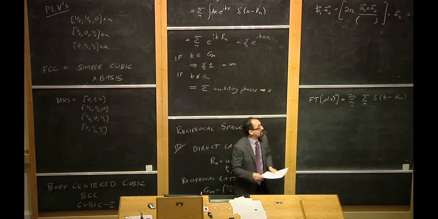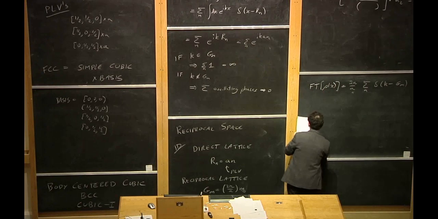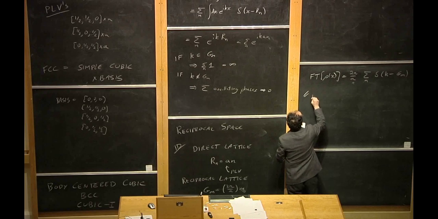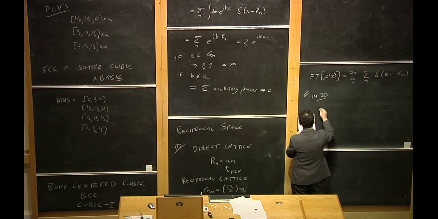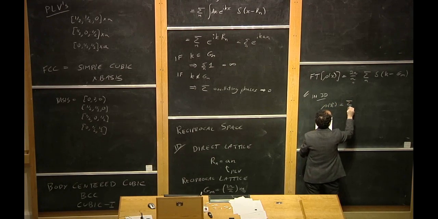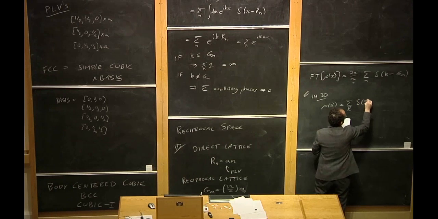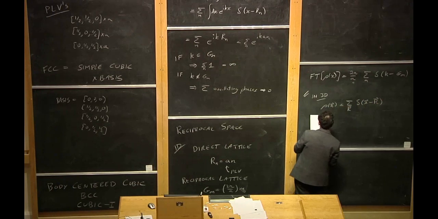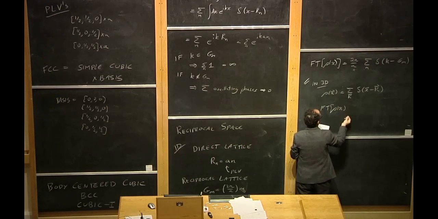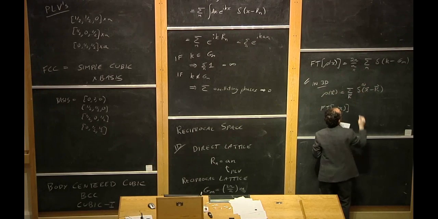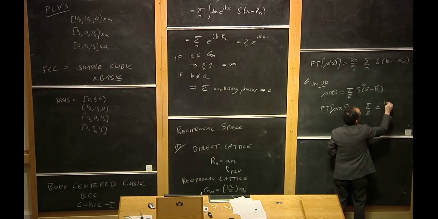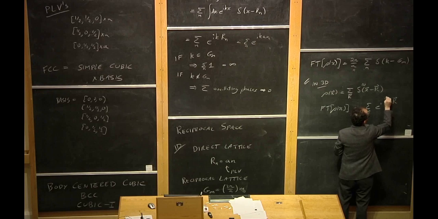Okay? Now, the same thing more or less holds in 3 dimensions. So let's see if we can do this in 3D. In 3D, we'll write rho of x vector equals the sum over lattice points r of a delta function x minus r. Again, if you Fourier transform it, you let the delta function act, and it's now a 3-dimensional delta function, delta 3. This becomes the sum over lattice vectors r of e to the i k dot r.